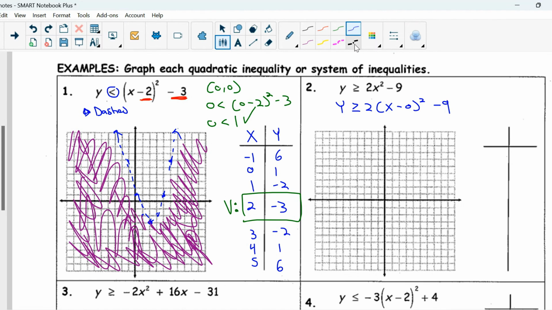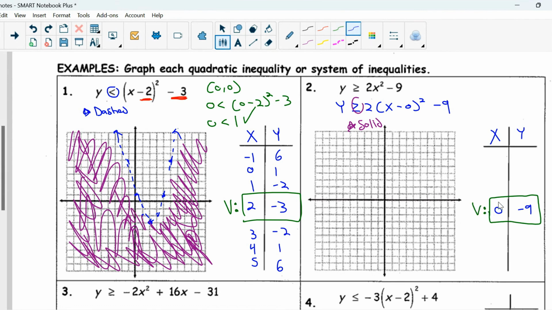So let's go ahead and look at our symbol. We have a greater than or equal to symbol. So that means that I'm going to have a solid parabola. Finding our vertex, we take the value inside our parenthesis, which is 0, and the value outside, which is negative 9. And that right there is our vertex.